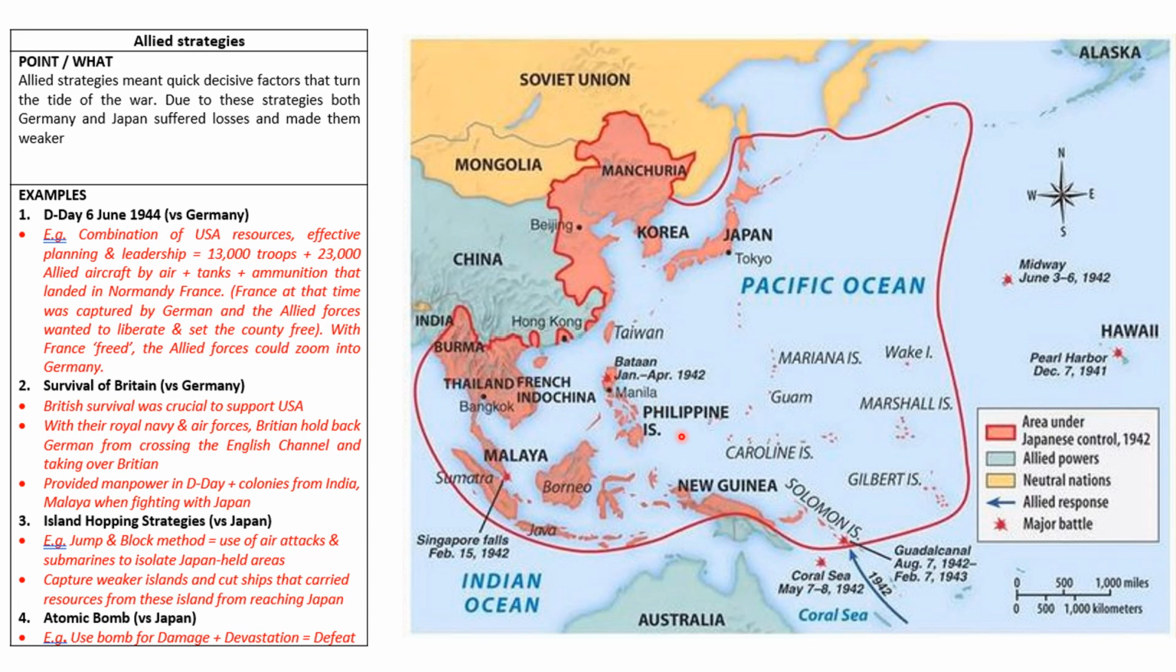So one of the allied strategies, remember, is to not straight away conquer mainland Japan, but to make sure that all these islands or all these countries are given their freedom first. So they try to isolate Japan-held areas.